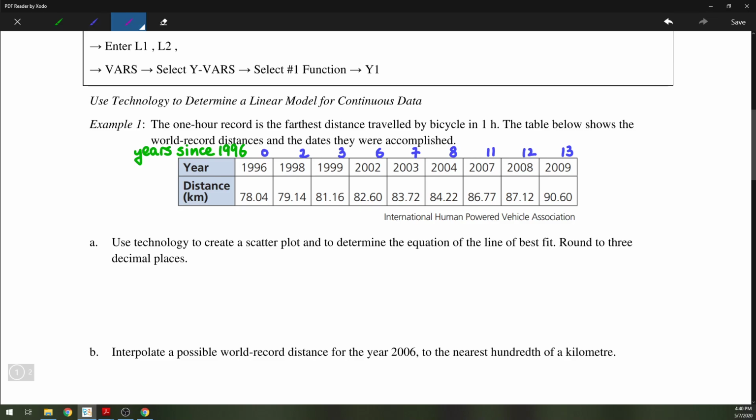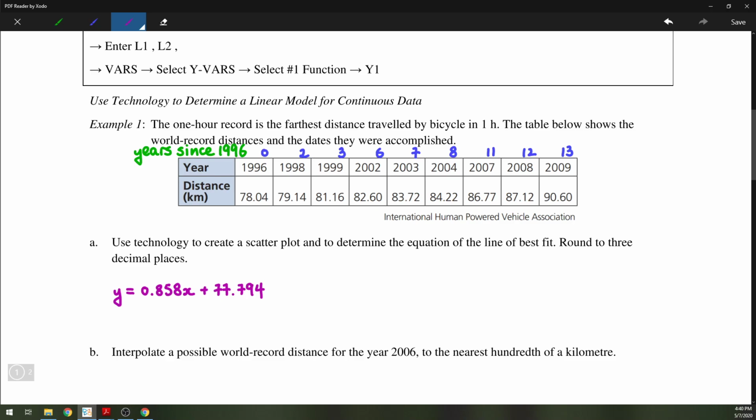So the answer should be y equals 0.858x, that is of course our slope, plus 77.794.